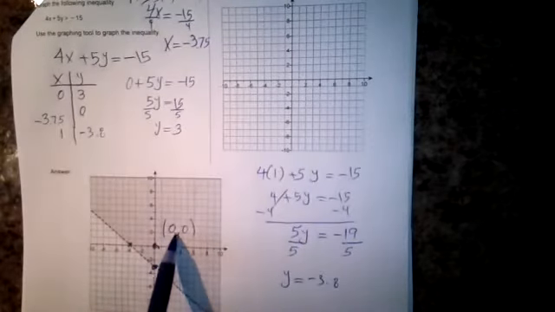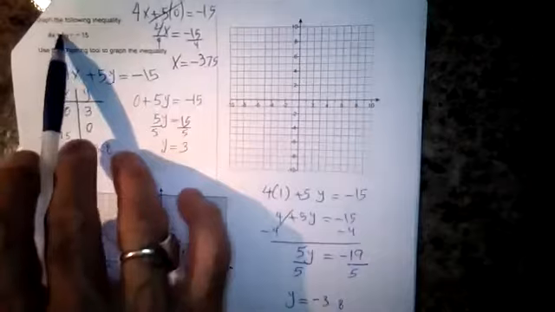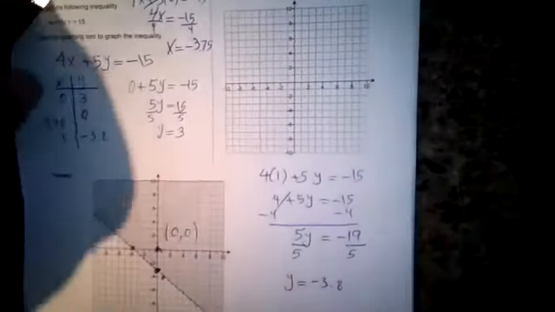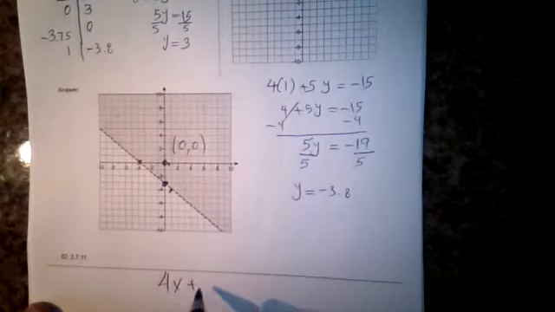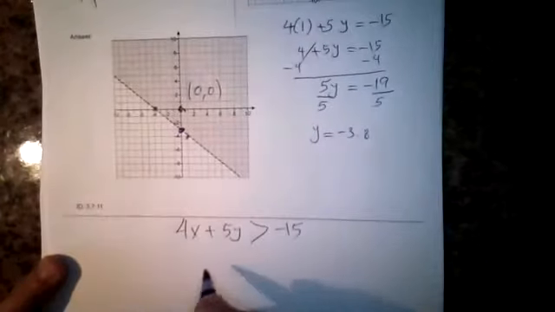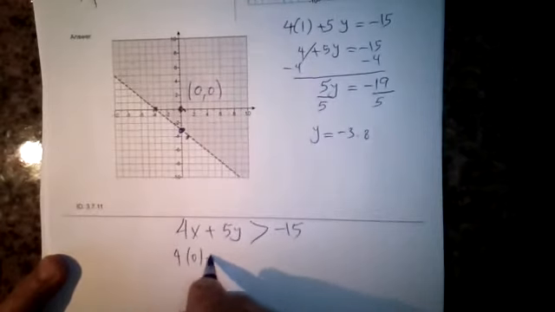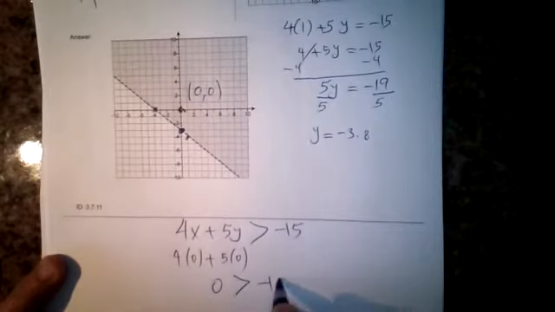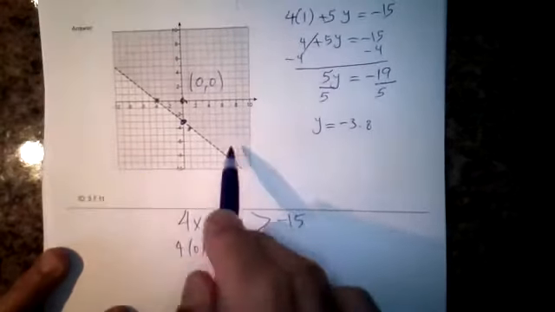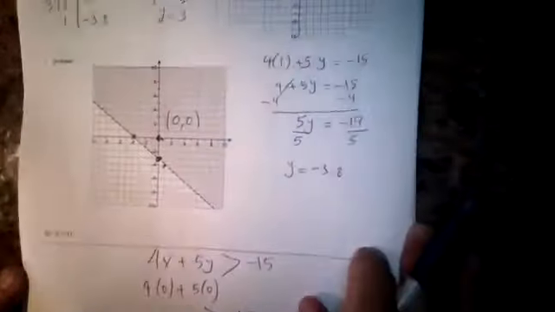This side is supposed to be a good side, right? So I'll take these two and substitute in the inequality here. 4x plus 5y is supposed to be greater than minus 15, right? Let's put 0 and 0 here. What do you have? 0. Is 0 greater than minus 15? Yes. 0 is a positive number. It is greater than minus 15. So this is the right section.